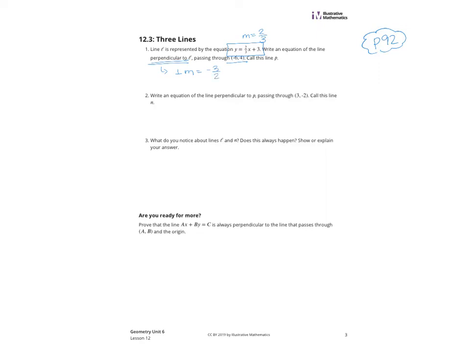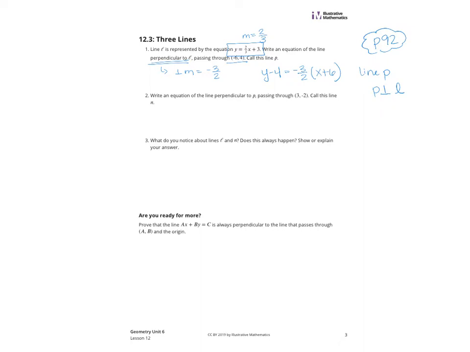So the equation for line P would be y minus 4, since (6, -4) is on it, equals -3/2 x plus 6. So this is the equation for line P, and line P is perpendicular to my original line L. So now let's take a look at number 2.